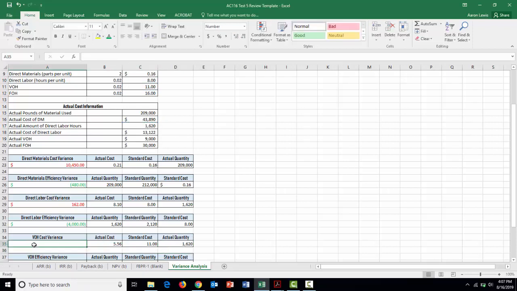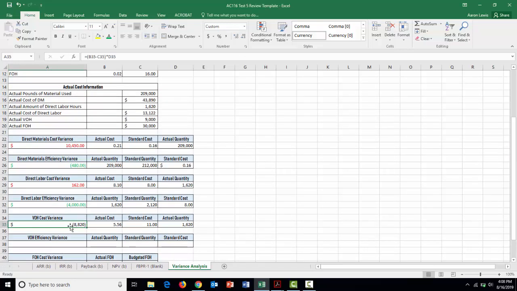So we planned on allocating $11 per direct labor hour. When we got our actual variable overhead costs, to get to that number, we should have only allocated $5.56 per hour. So we can figure out our cost variance by taking our actual cost minus our standard cost and multiplying it by our actual quantity. And it comes out to negative $8,820. So if we go up here, we change that to money, and we're good.